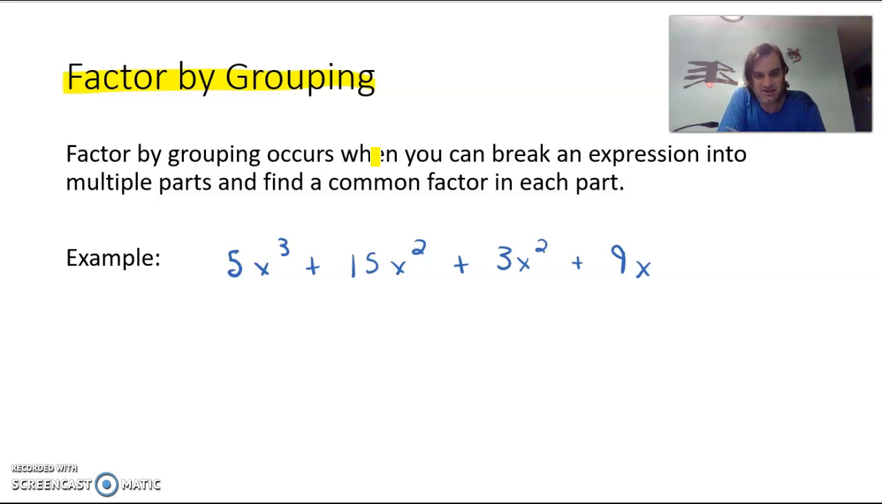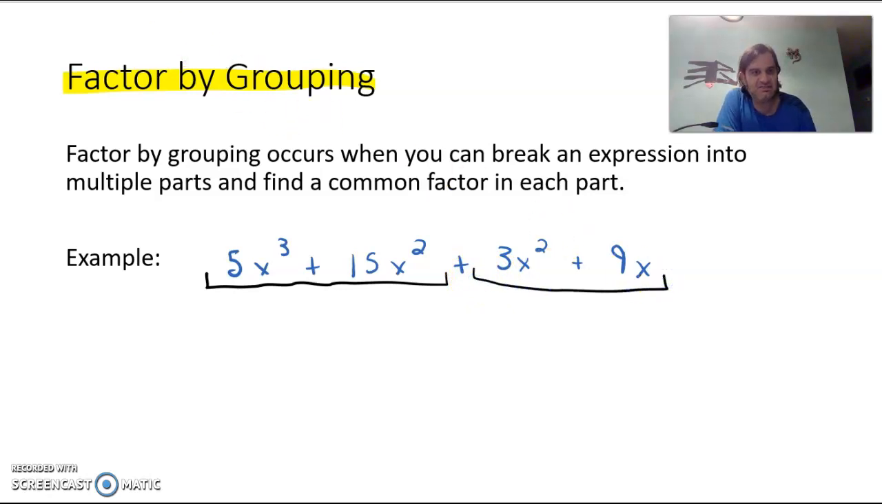It's 5x cubed plus 15x squared plus 3x squared plus 9x. Now I know you're looking at this and you see those middle terms and you want to add them together, and maybe you can get somewhere with that. But let me handle it the way factor by grouping would. And sometimes it doesn't matter how you group, but I'm going to make a group out of the first two terms, 5x cubed plus 15x squared, and the second two terms, which is 3x squared plus 9x.